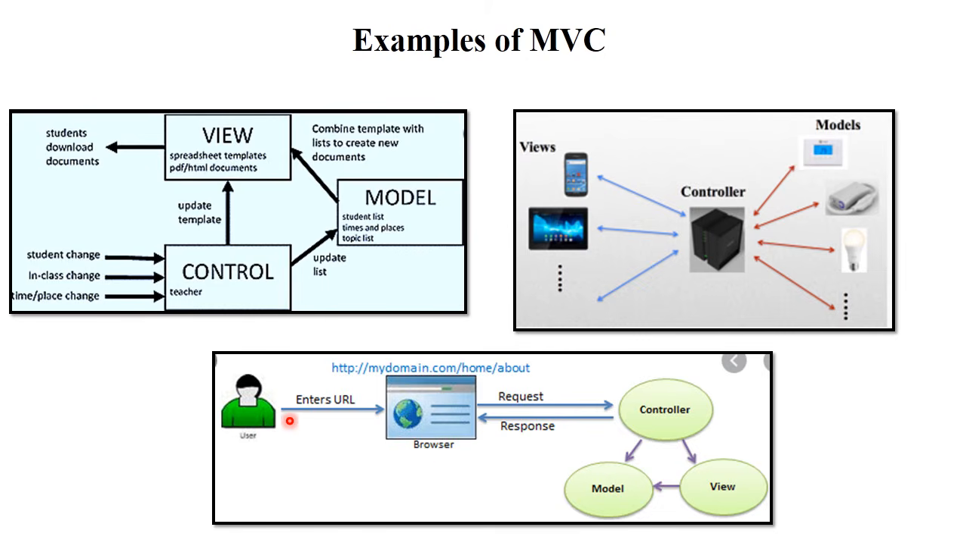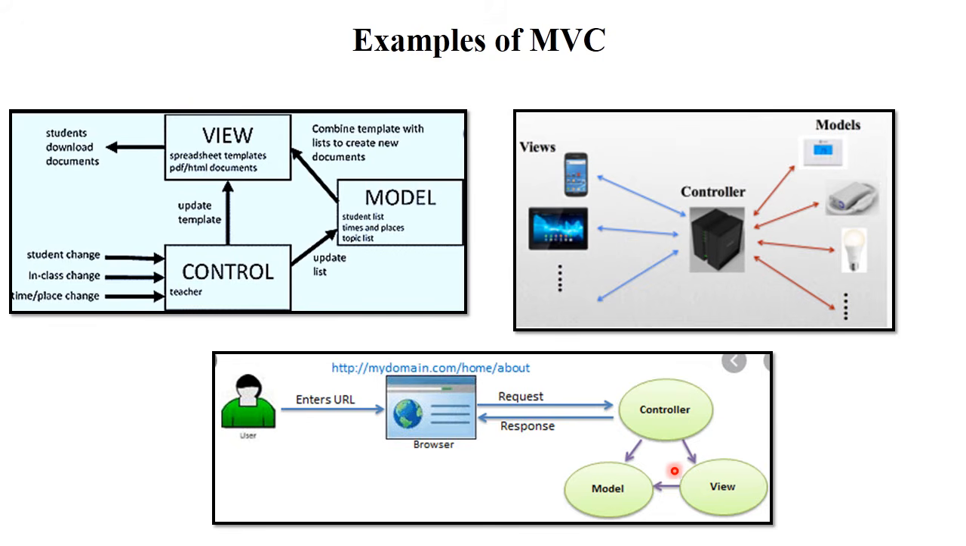See in this diagram, suppose a user searches a particular topic on Google or enters a URL, okay? So the browser requests the controller to access data from the database, right, and the controller accesses all the data and responds to the browser, and the browser shows all the information to the user. So behind that there is model view controller. This architecture is used, right? So these are the applications of model view controller.